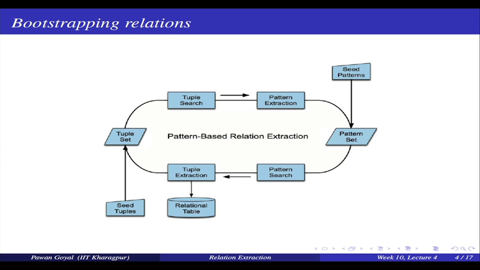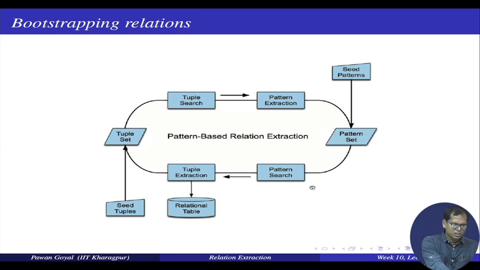So this can be described by this simple flow chart. You start with some sort of seed tuples like Mark Twain and Elmira, then you search this tuple in the corpus and find various patterns, and this becomes your pattern set. You might also have some seed patterns already, but you are getting some patterns now. Using these patterns, you search the corpus and find more tuples, putting them in your relational table, and that goes to your tuple set. Now using your tuple set, you can find more patterns, and this can keep on going in many iterations. And this is a very nice approach.